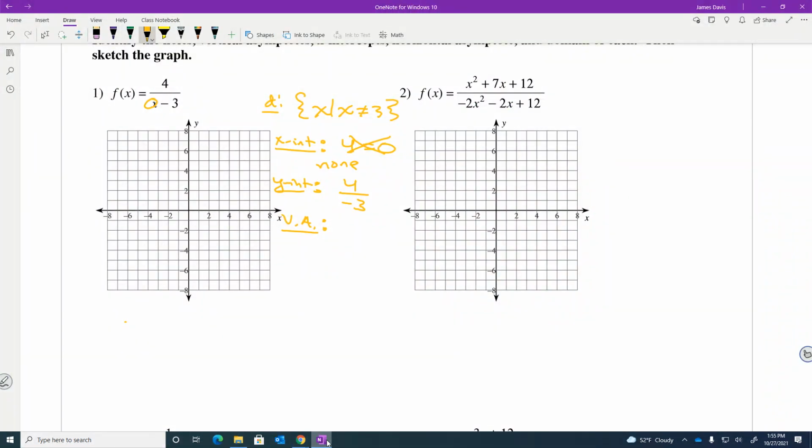All right, so vertical asymptotes. What's a vertical asymptote?